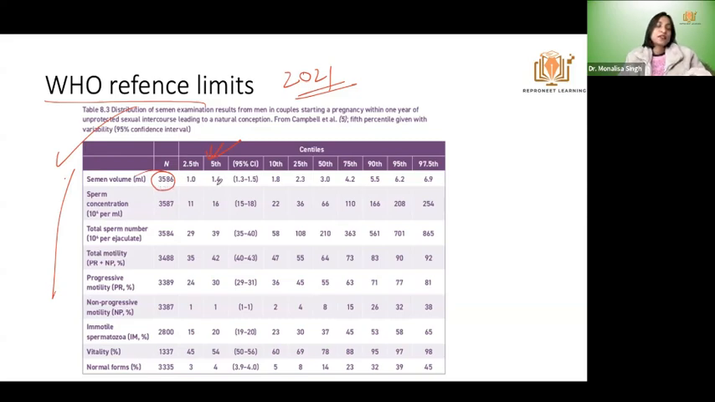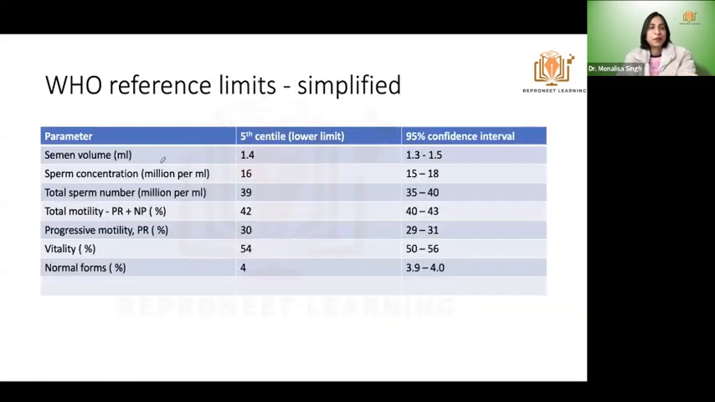They saw that at the fifth centile, 95% of the people had a semen volume of more than 1.4 ml. So this is the lower limit. Only 5% of the fertile people will have a semen volume less than 1.4. That is how we derive it, and we call anything less than the fifth centile abnormal. So you're supposed to remember this part and this part of the table. I've simplified it for you to memorize. Semen volume, fifth centile is 1.4. Anything less than this is abnormal.